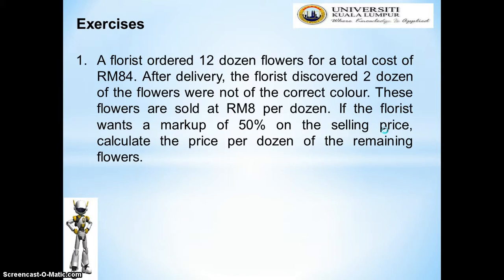Okay, so this is the exercise. You can do it at home or at your hostel. This is exercise number 1. A florist ordered 12 dozen flowers for a total cost of 84 ringgit. After delivery, the florist discovered 2 dozen of the flowers were not the correct color. These flowers are sold at 8 ringgit per dozen. So, if the florist wants a markup of 50% on the selling price, calculate the price per dozen of the remaining flowers. You can try it at home.